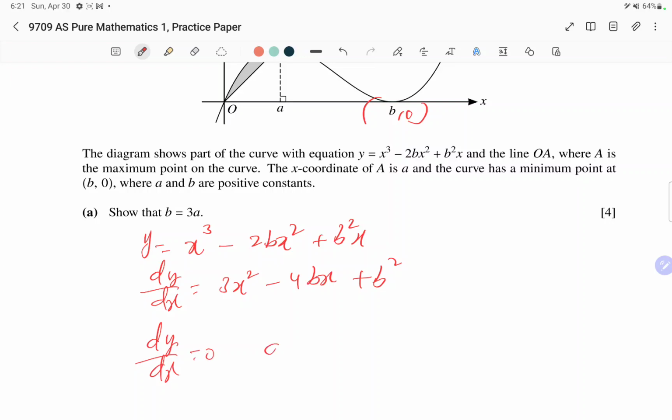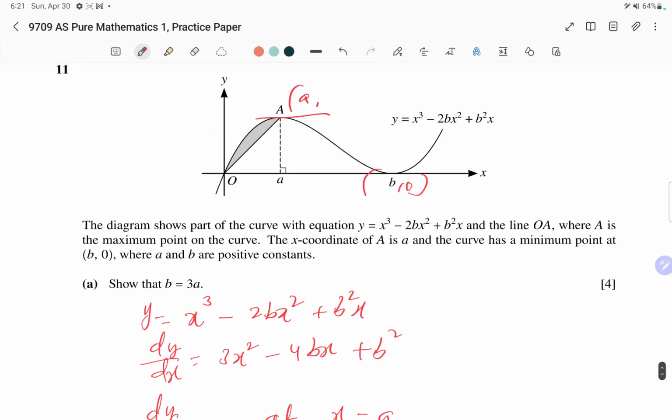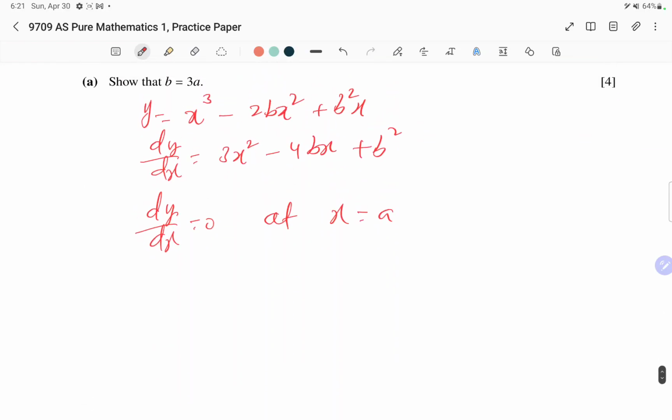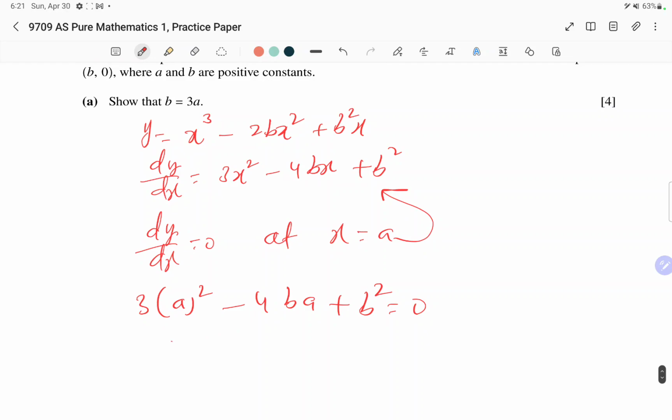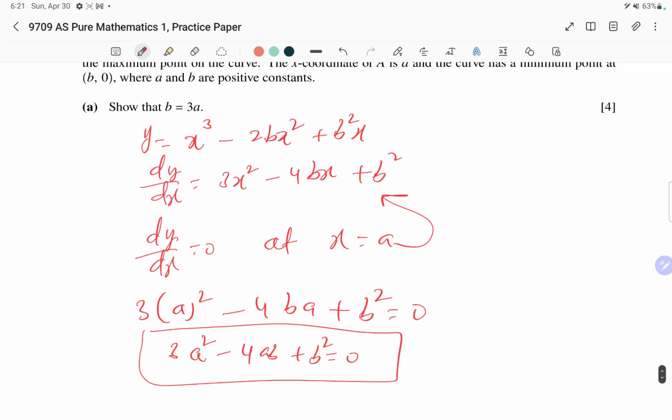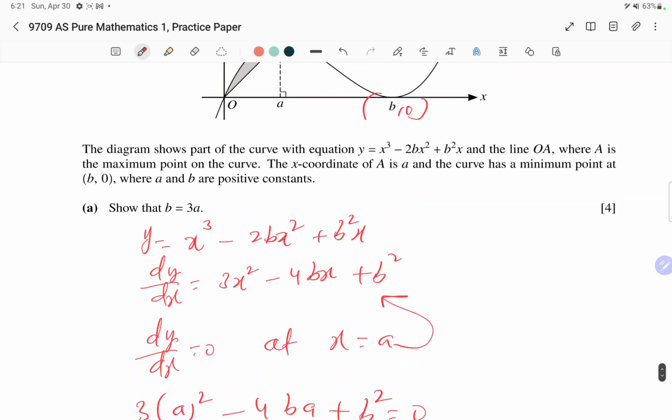Now dy by dx must be 0 at x equal to a, because over here a is the maximum point, so the gradient should be 0. So just put a in this: 3a squared minus 4ba plus b squared equal to 0. So this is 3a squared minus 4ab plus b squared equals 0. So I got only one equation, but I did not get b equals 3a. Okay, minimum point at (b, 0).